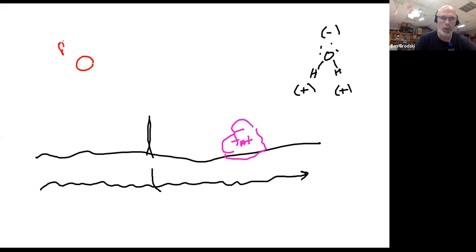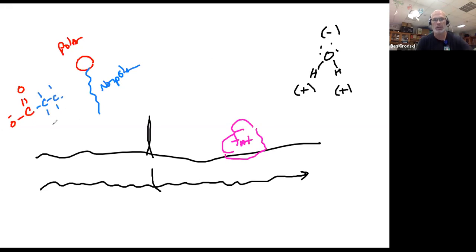Okay, so this polar head you should recognize to be the what? This ending, which is after the ester has been cleaved by adding water. And then they have a non-polar tail. And that non-polar tail is the what? Hydrocarbons that continue on, in the case that I showed you, 17.